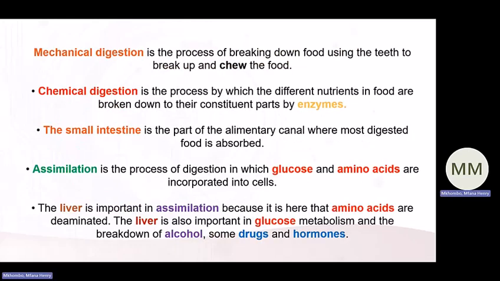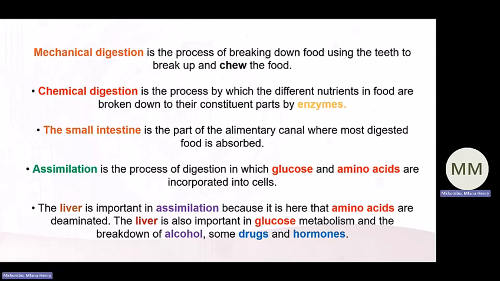We further have mechanical digestion, which is the process of breaking down food using the teeth to break up and chew the food. Chemical digestion is the process by which the different nutrients are broken down to their constituent parts by the use of enzymes, which are biological catalysts. Also, we have the small intestine, that part of the alimentary canal, as we've seen in the previous slides, where most digested food is absorbed.